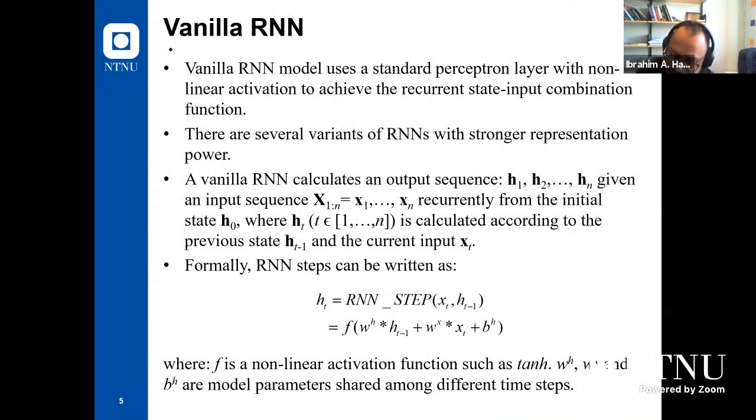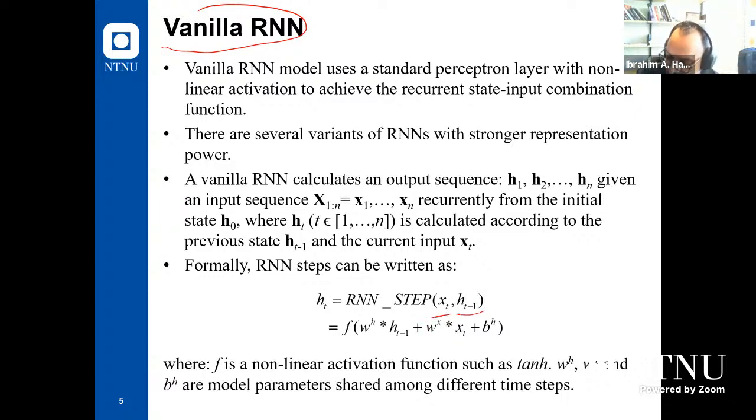There is one model, a very simple model called vanilla RNN, and this model uses a standard perceptron layer with nonlinear activation to achieve recurrent state input combination. There are several variants of RNN with a stronger representation power. In vanilla RNN, we calculate the output sequences. We don't calculate the output, we calculate the states, in fact. So we calculate the states as a function of the current input and the previous state. And this is a very simple one.